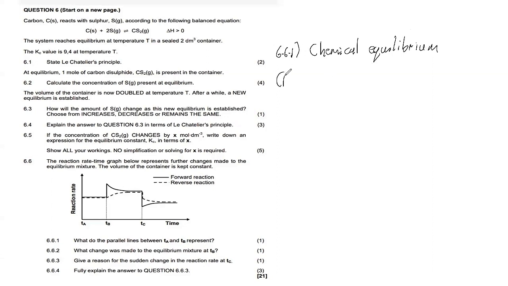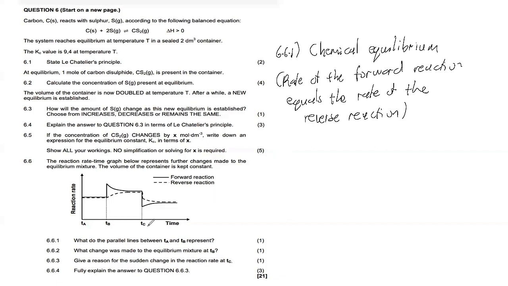Or you can just tell them this is where the rate of the forward reaction equals the rate of the reverse reaction. Then, okay, 6.6.2, it's saying, what change was made to the equilibrium mixture at TB, right? Now, looking at what is happening here, we can see a spike up on the forward reaction. The spike up can represent that the concentration of one of these reactants might have been increased, right?